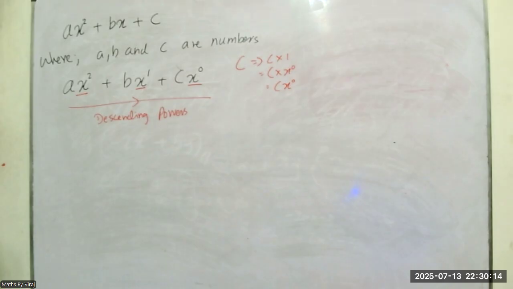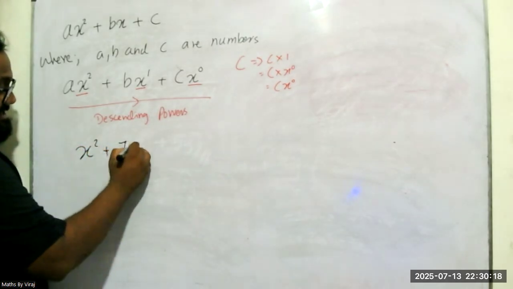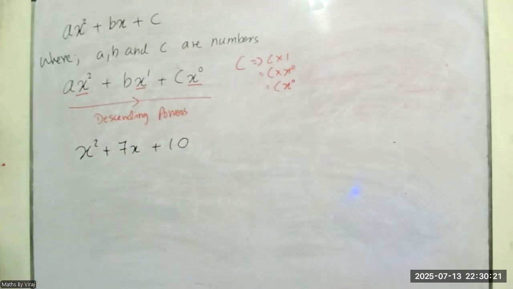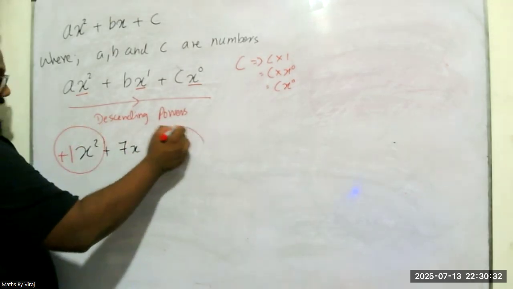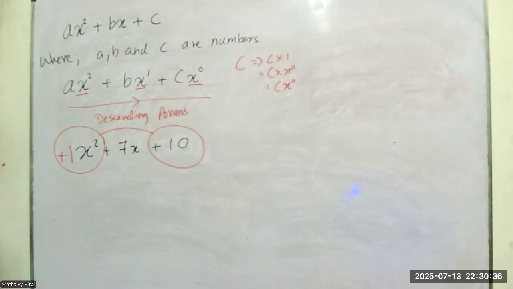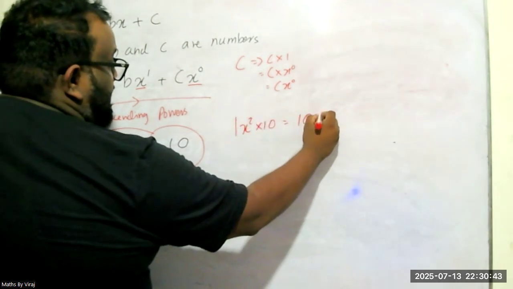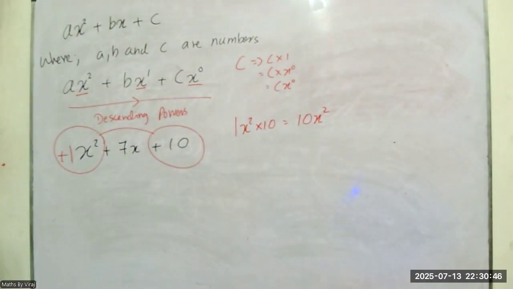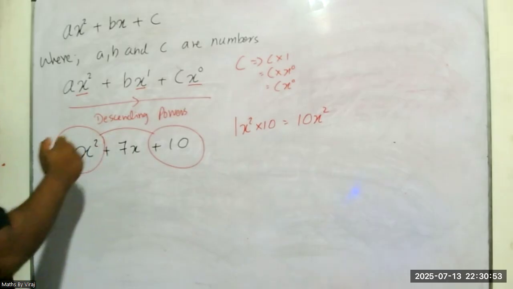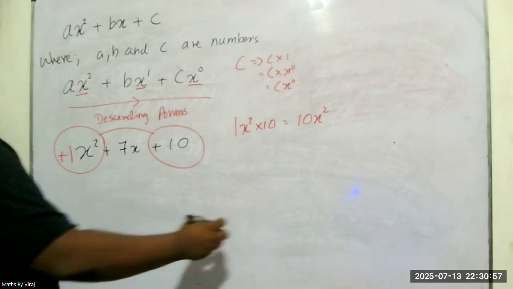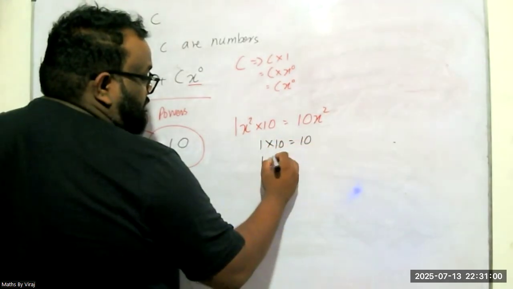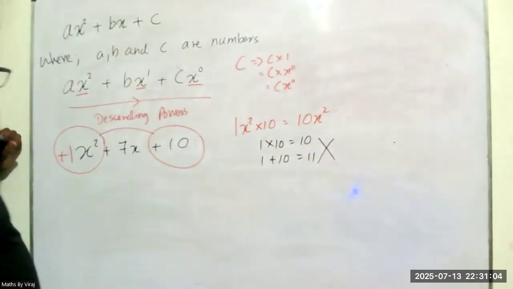Now let's look at a simple expression that we have here: x squared plus 7x plus 10. You should identify that this is plus 1. We multiply the first term and the last term. When you multiply the first term and the last term, what do you get? 10x squared. You should find two numbers that multiply to form 10x squared, but those two numbers should add up to form 7x. For instance, 1 into 10 is 10, but 1 plus 10 is 11. So this is not going to happen.